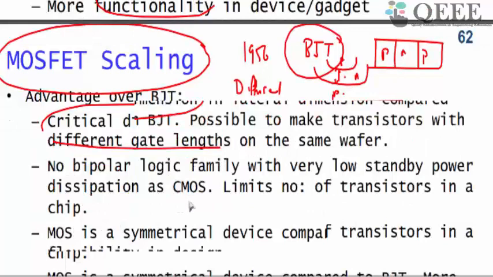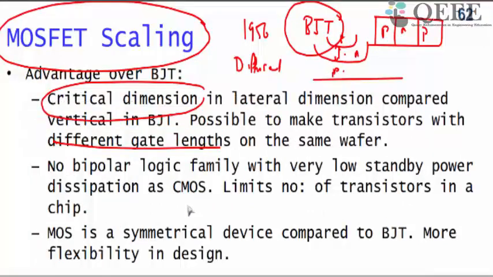The other thing is that in MOS technology, if you connect an NMOS and a PMOS, you can create something known as a CMOS. The CMOS has very low standby power dissipation. So in the very early days, the CMOS was mainly used for low power applications like watches, cameras, calculators, and all.